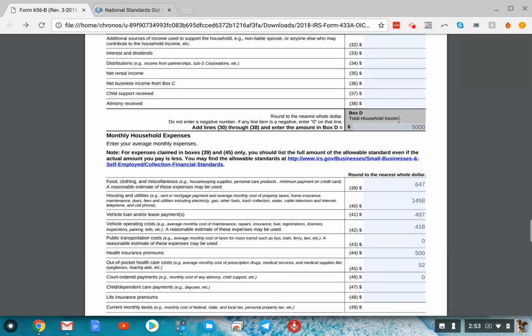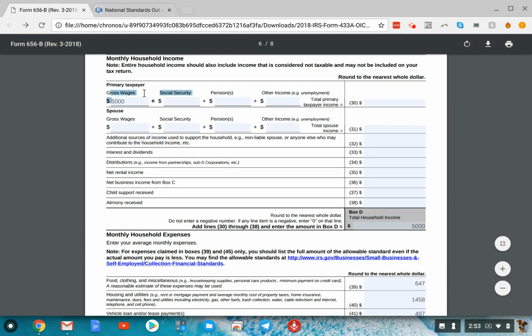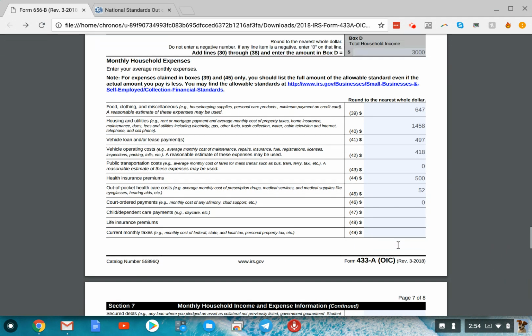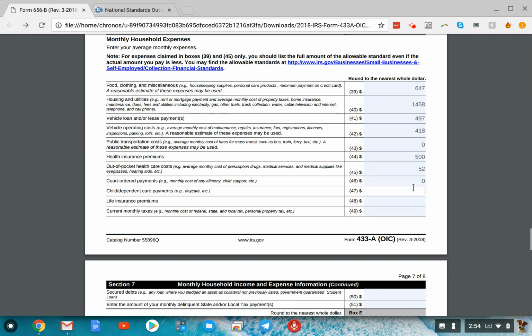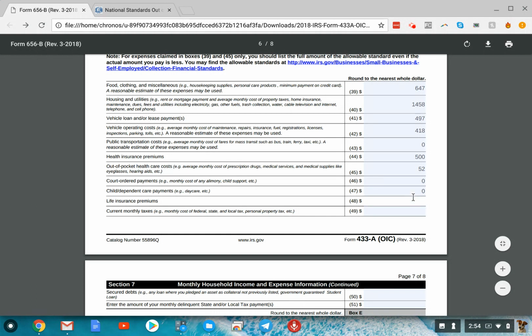And I'm actually just going to turn this into 3,000 just to make this a case where someone gets a settlement for sure. Because 5,000 is kind of on the higher end of getting one for a single person, unless you owe a lot of money. If you owe a small balance, 5,000 might be a little too much if you didn't owe enough. Life insurance premiums, we'll just pretend they don't do life insurance. Current monthly taxes, and I also just put zeros here when they don't do it. Let's just put current monthly taxes, just to make it simple, 500.